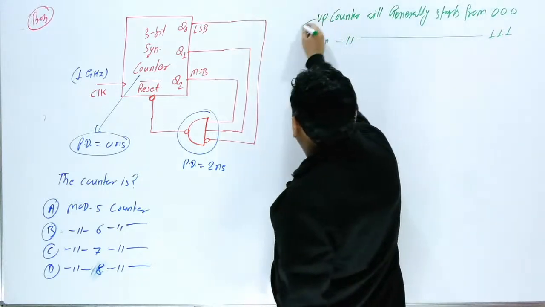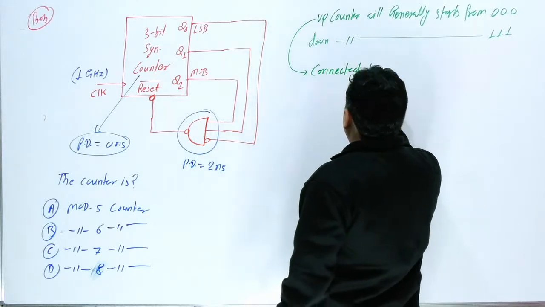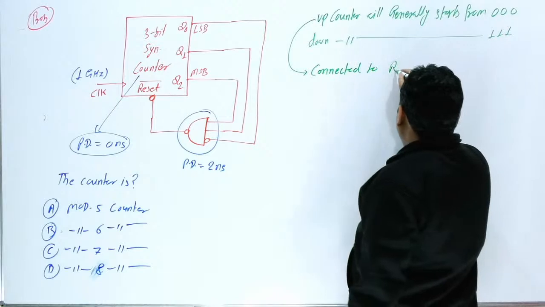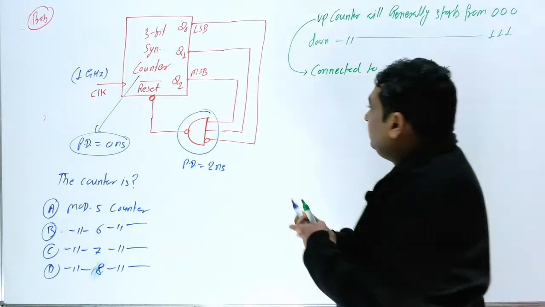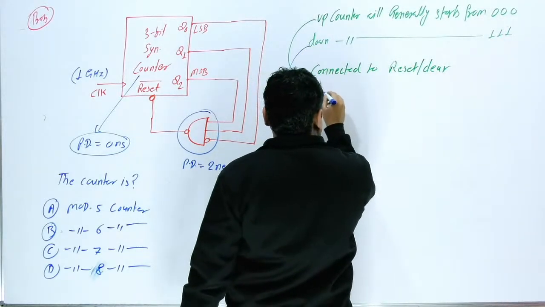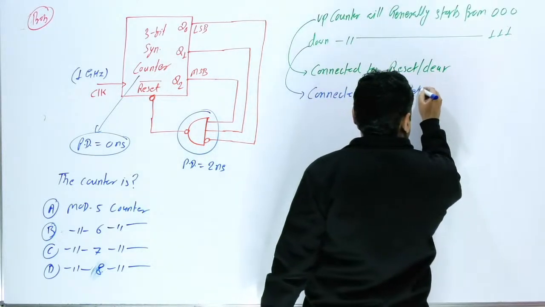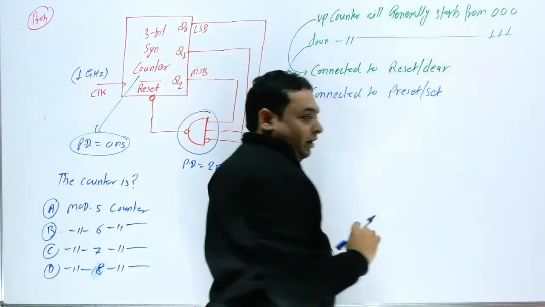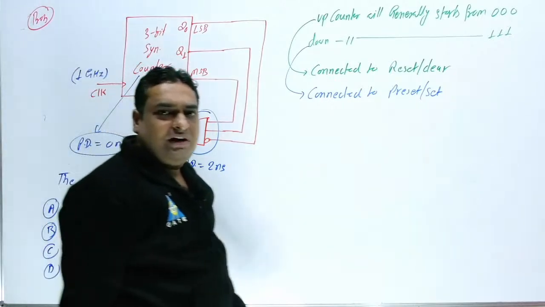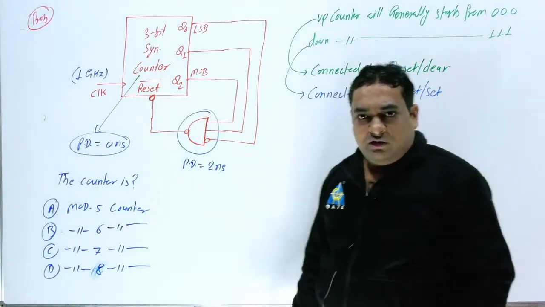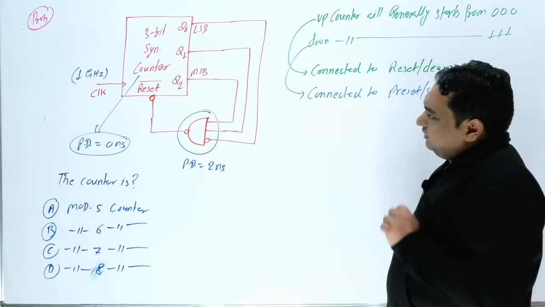So generally an up counter is connected to reset or clear, both are the same, and a down counter is generally connected to preset, or you can say set. Generally preset is represented on the upper side and clear or reset on the lower side. So by using this basic concept you can tell whether a counter is up or down.